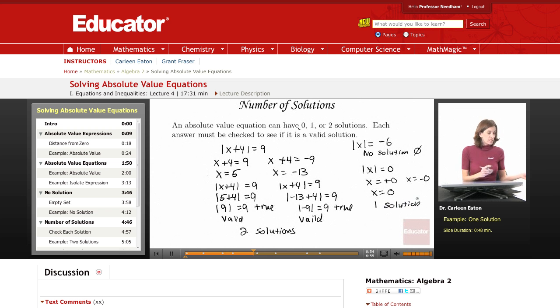So three possibilities: no solution, one solution, or two solutions. Or you may think you have two solutions, and then you go back and plug them in and find out one is not valid. In that case, you could have something that appears that it would end up with two solutions, and it only ends up with one, or possibly even none.